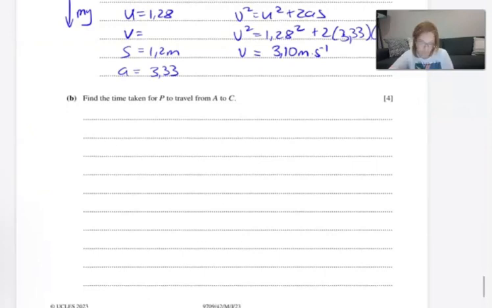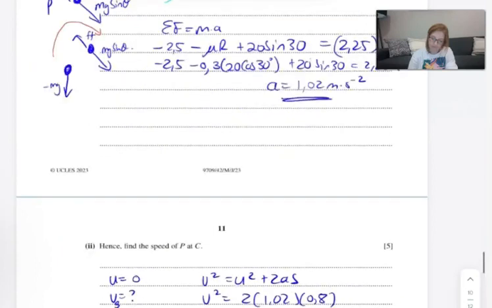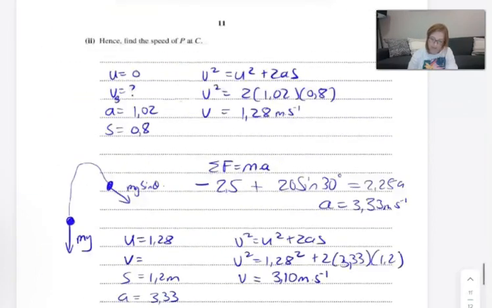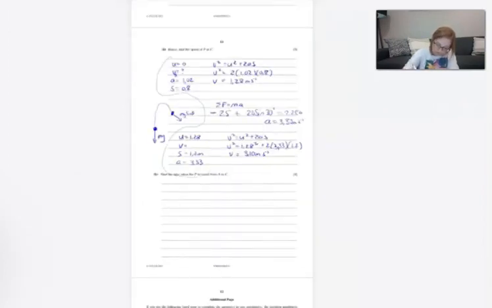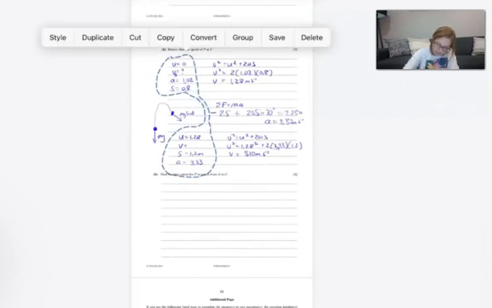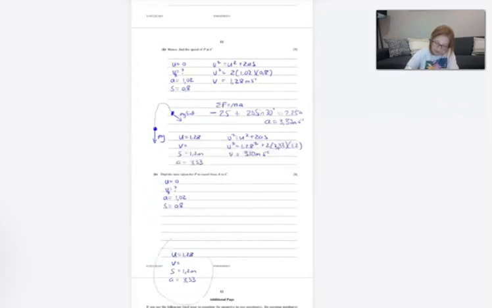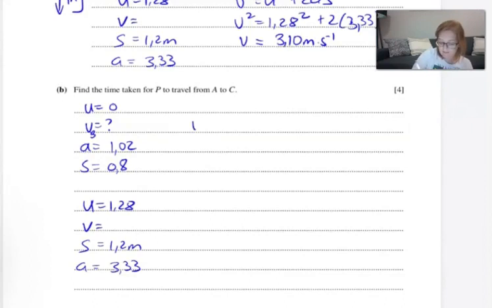And our last question for 4 marks. Find the time taken for P to travel from A to C. Okay, that's not too difficult. So I'm just going to jump into my two SUVAT equations. I've already got my information for both of them. So the only thing that I'm going to change is that I'm not looking now for final velocity, I'm looking for time. Okay, so I might just use my nice v is equal to u plus at.